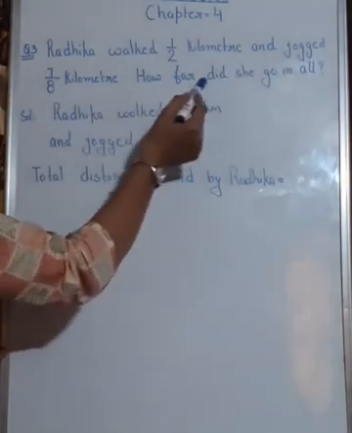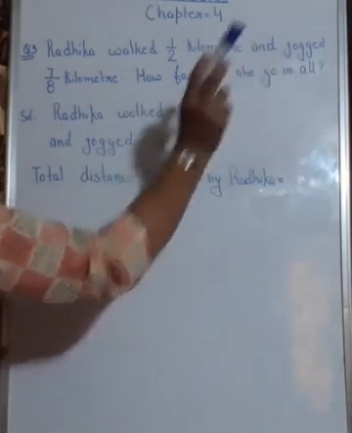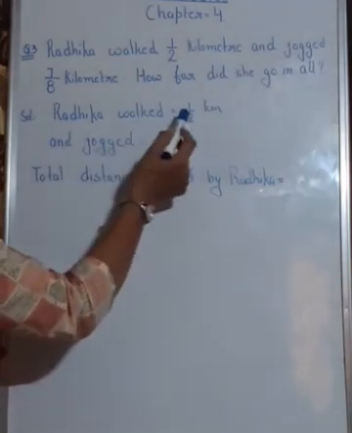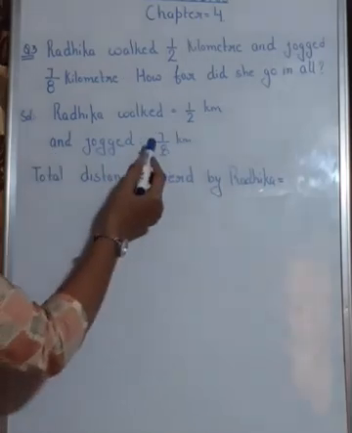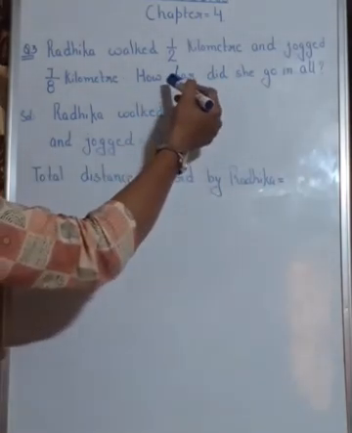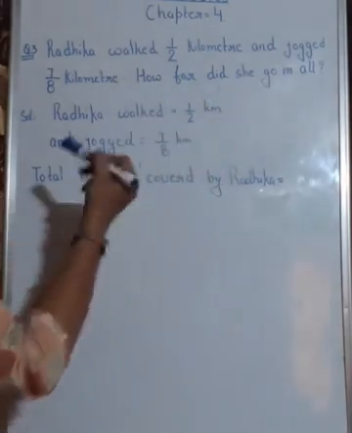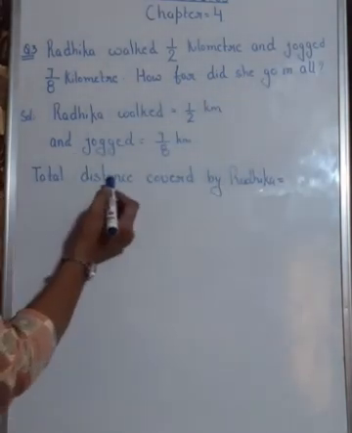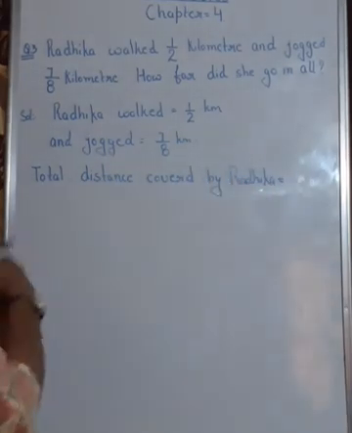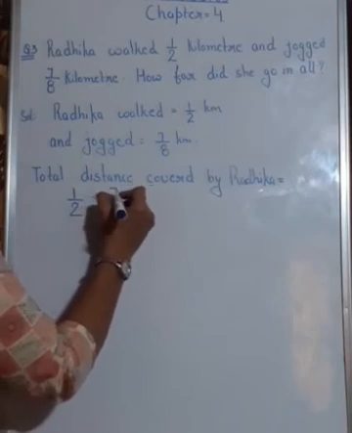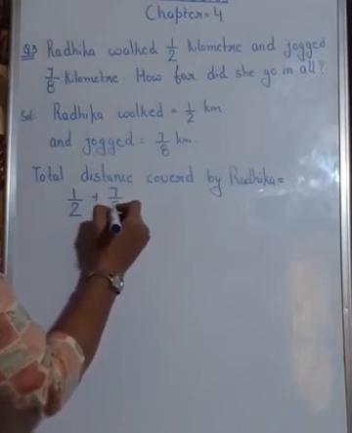Now the next question is, Radhika walked 1 by 2 kilometer and jogged 7 by 8 kilometer. How far did she go in all? So the statement is, Radhika walked 1 by 2 kilometer and jogged 7 by 8 kilometer. You have to find how far she went in all. It means you have to find the total distance covered by Radhika. So you will write total distance covered by Radhika is equal to 1 by 2 plus 7 by 8.